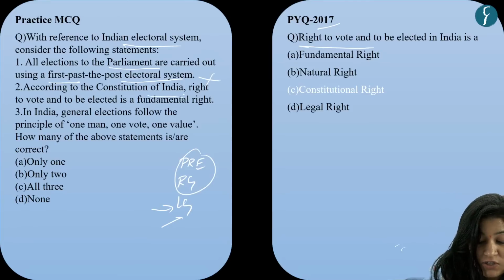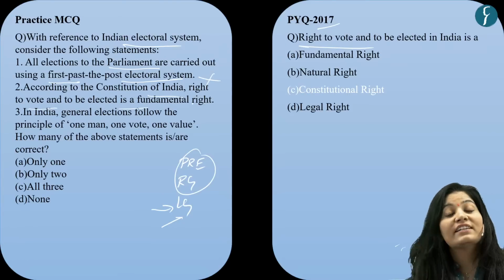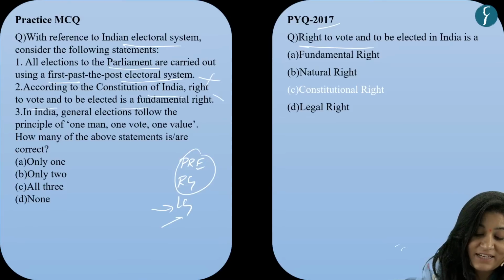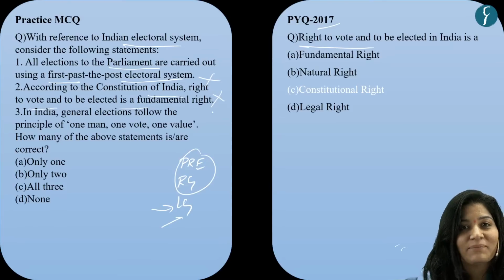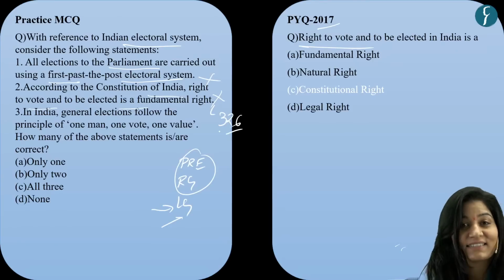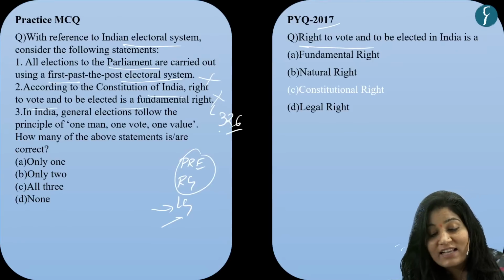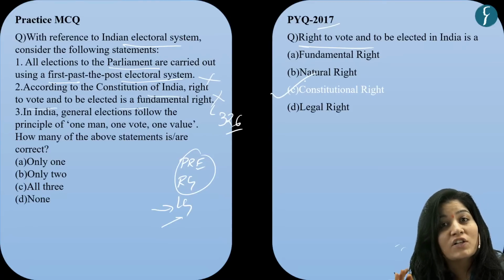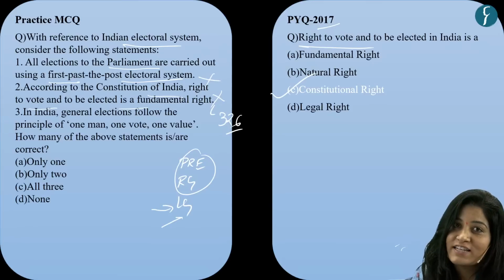According to the Constitution of India, right to vote and to be elected is a fundamental right. Now, again, this statement is incorrect. Why? Because it is a constitutional right under Article 326. And that is why the answer of this PYQ is option C. Right to vote is a constitutional right and not a fundamental right.